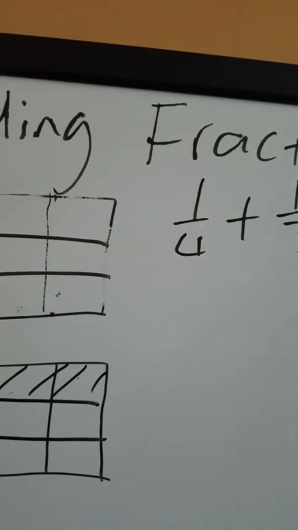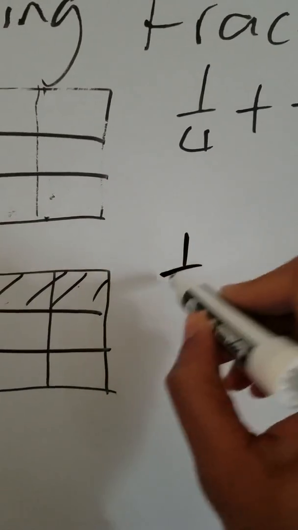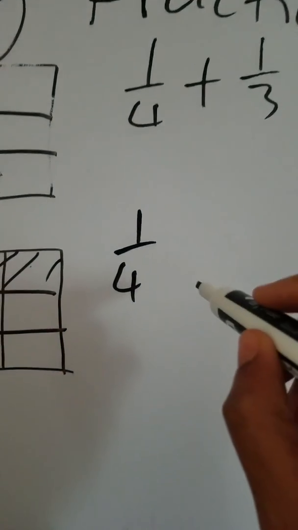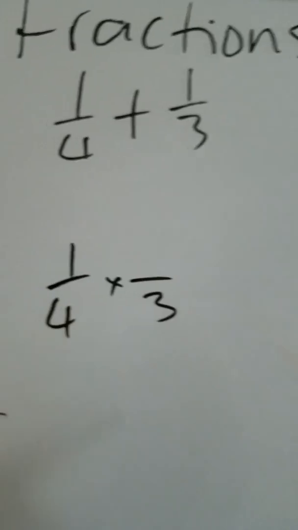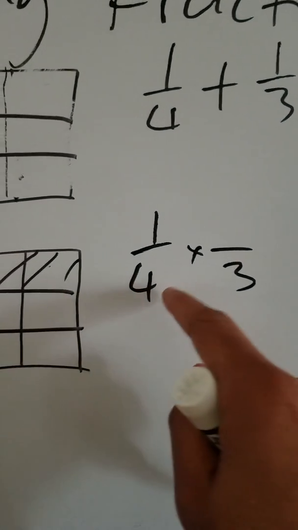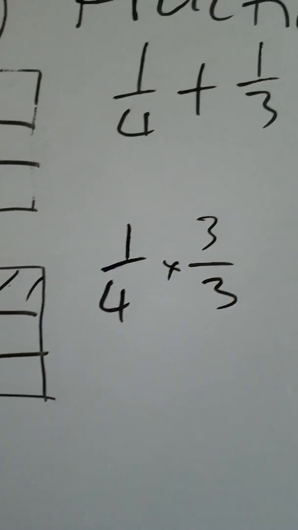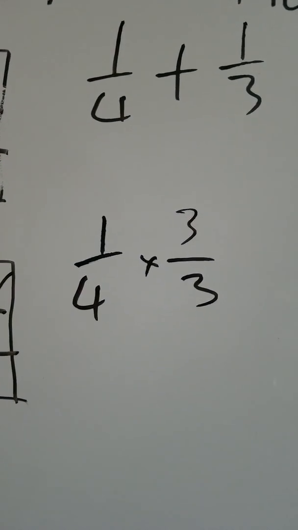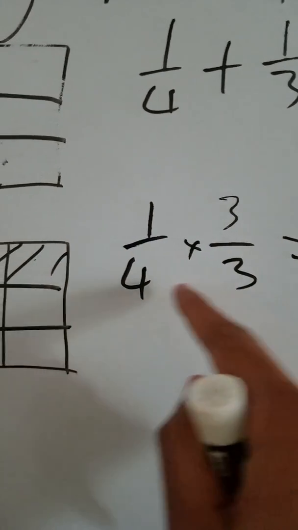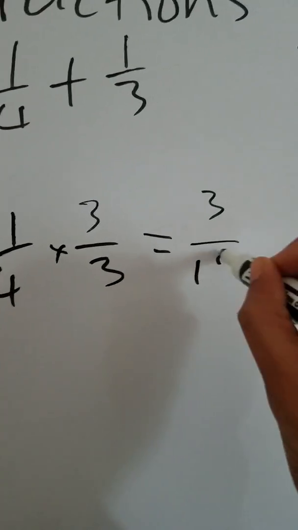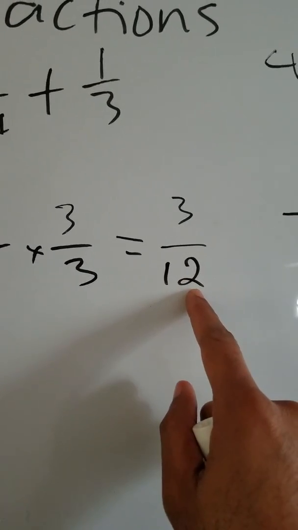We're going to take our 1/4 and we need to somehow turn that 4 into a 12. How can we do this? Well, if we have 1/4, we can multiply the 4 by 3. But if we multiply the bottom number by 3, we also have to multiply the top number by 3. What does that give us? Well, 3 times 1 is 3, and 3 times 4 is 12. And so we changed our 1/4 into 3/12.